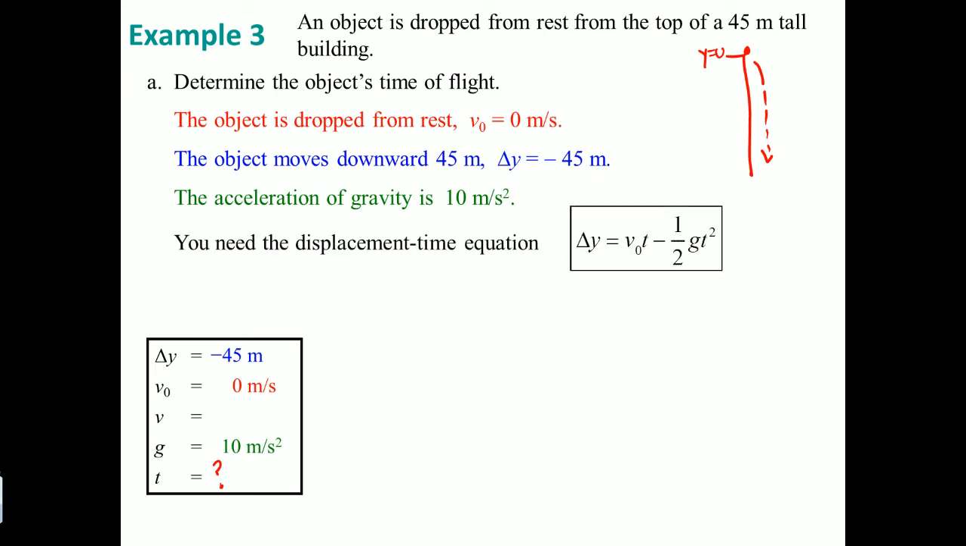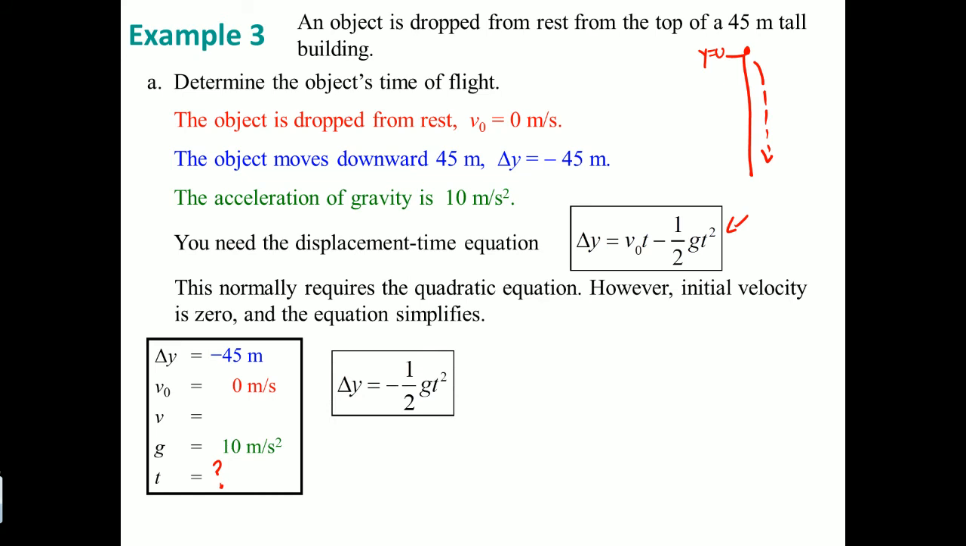Now you're going to need the equation. Again, we have to end up using this one. Okay. But normally it requires a quadratic equation. However, the initial velocity is 0. So this bad boy goes to 0. So it simplifies. A lot of the times, if you have one of these, it makes your life so much easier. Okay. The other one was when delta y was equal to 0.